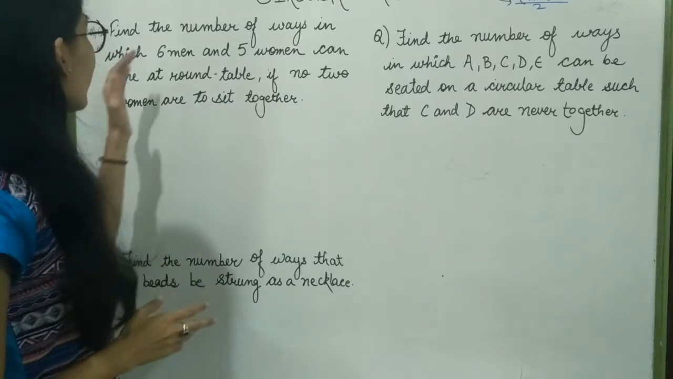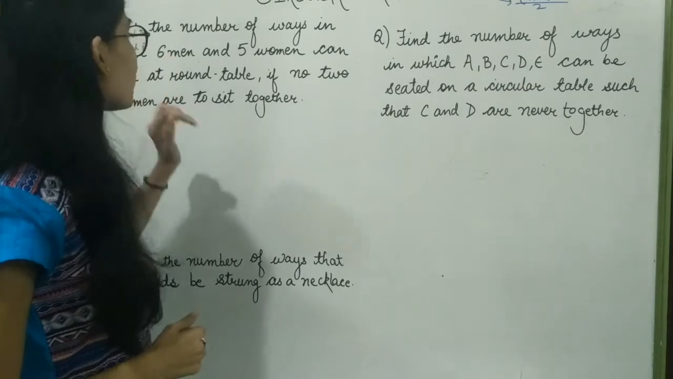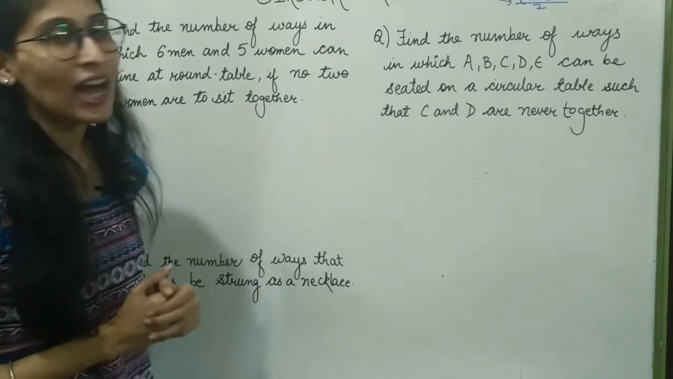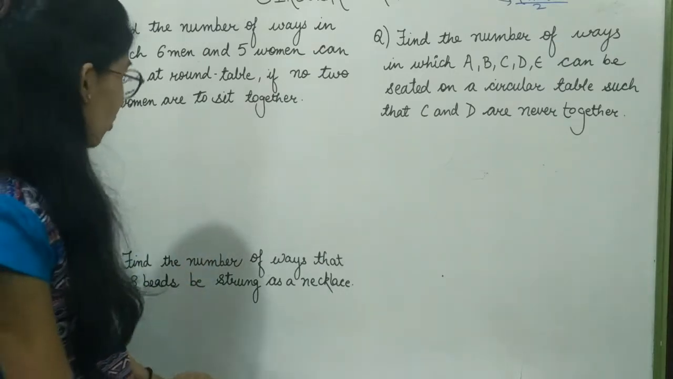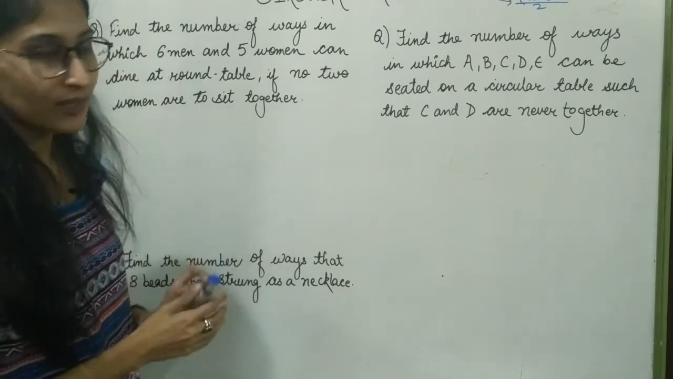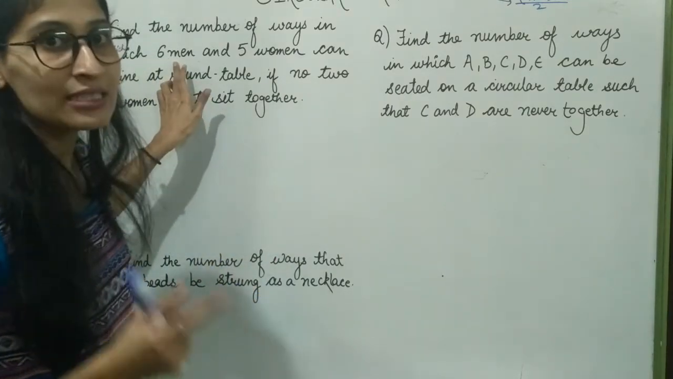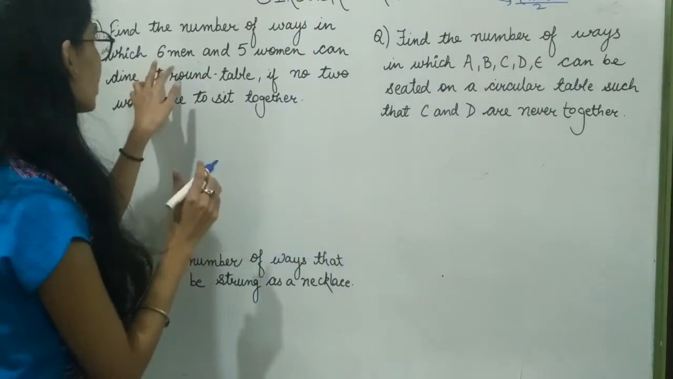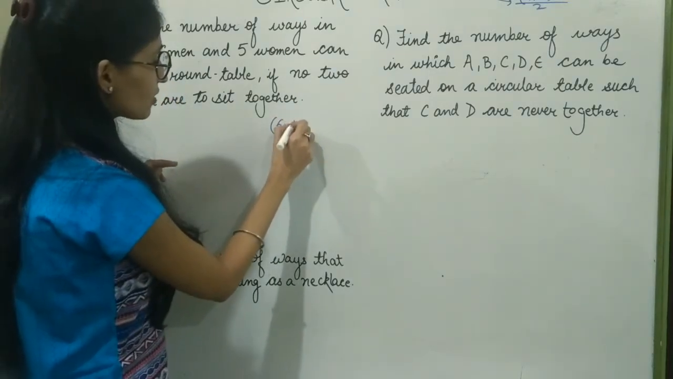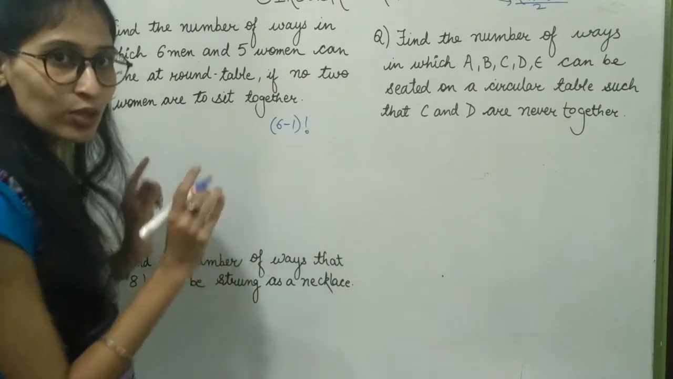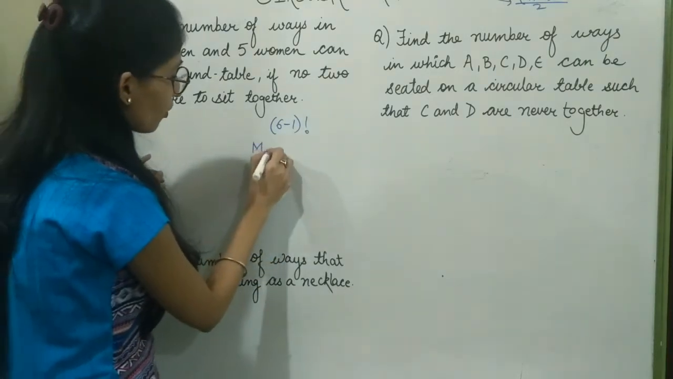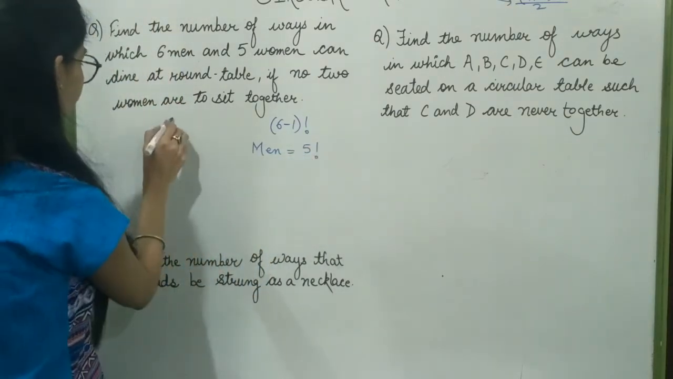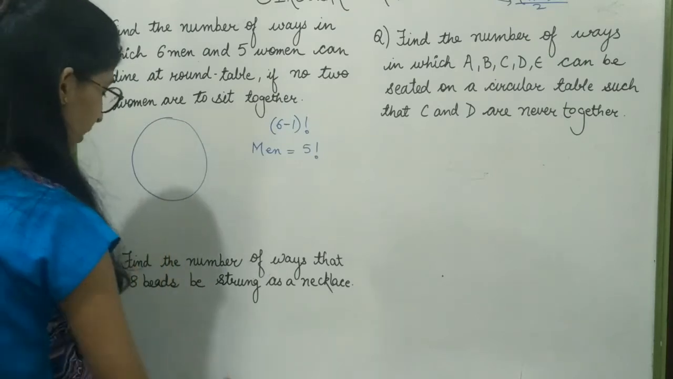Next question is, find the number of ways in which 6 men and 5 women can be seated at a round table if no 2 women are to be seated together. Now, for the arrangement of 6 men, the arrangement of n persons in circular is n minus 1 factorial. So I can arrange 6 men in 6 minus 1 factorial ways. So total possible arrangements for men are 5 factorial.